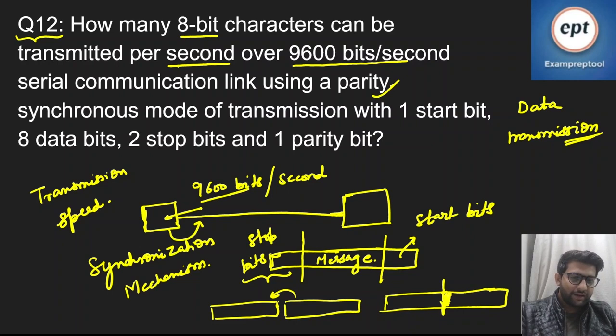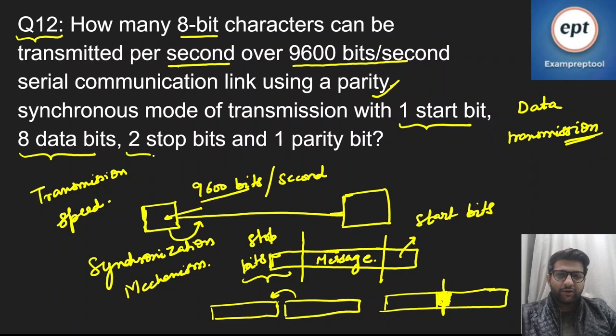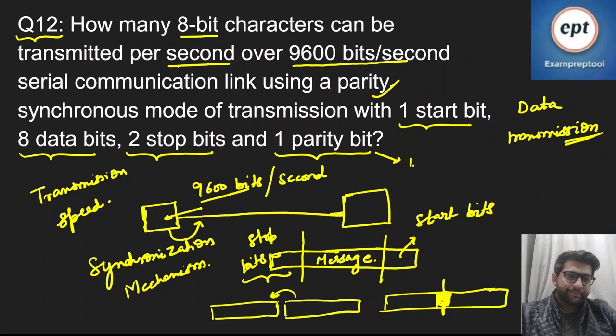So there are stop bits at the end of each message, and there are start bits at the starting of each message, right? So this is how two different interfaces synchronize with each other. Here we have been given that the synchronization mechanism uses one start bit, then 8 data bits, and then two stop bits, and there is also one parity bit. Why this parity bit? Because of error detection.